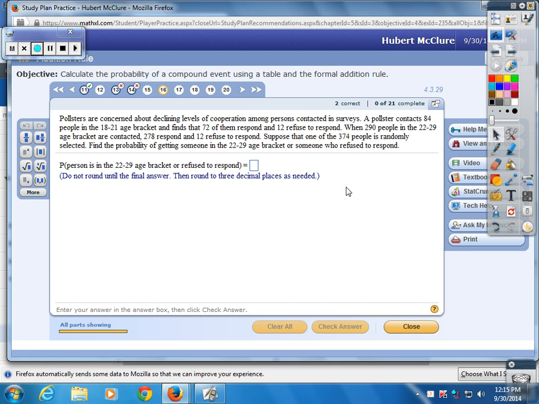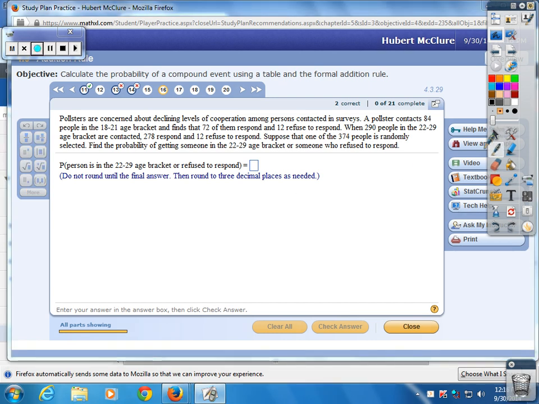Find the probability of getting someone in the 22 to 29 age bracket, or someone. What's that word? Or. So you're going to have to use the additive rule. There's your or right there. So make a table, and it's going to look like this.